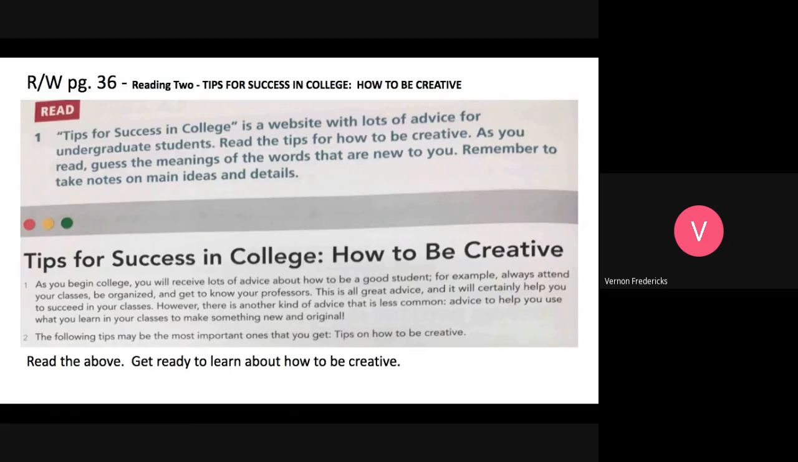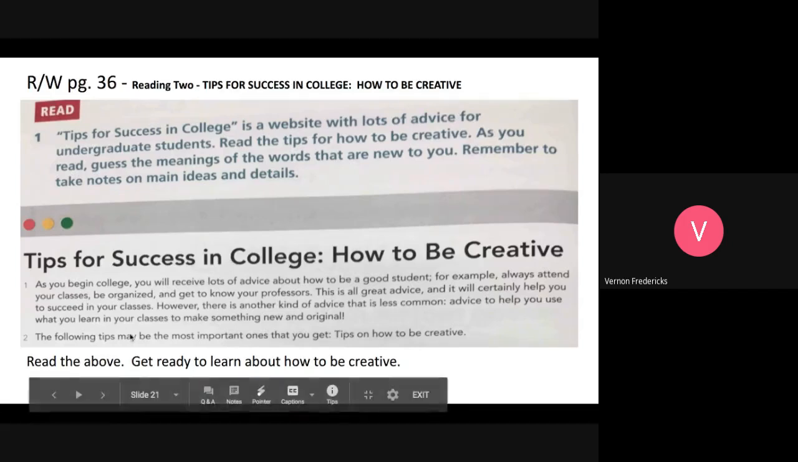However, there is another kind of advice that is less common. Advice to help you use what you learn in your class to make something new and original. The following tips may be the most important ones that you get. Tips on how to be creative. So how can you be creative? Let's read what they say.